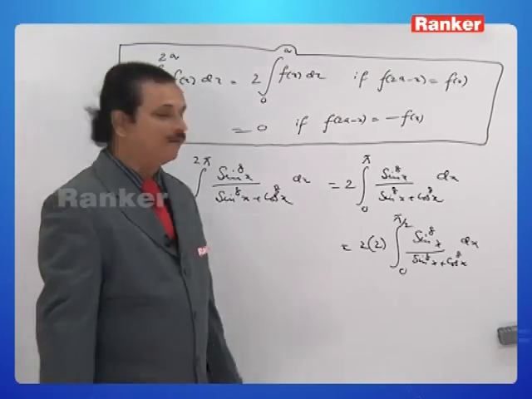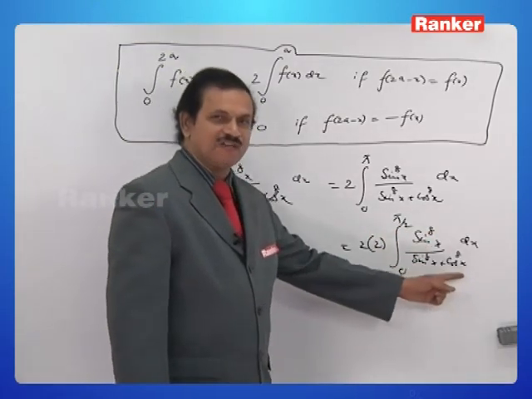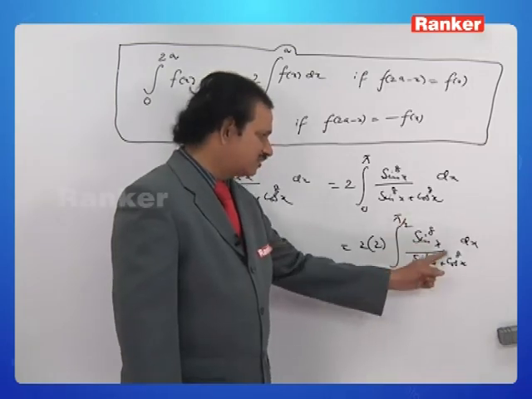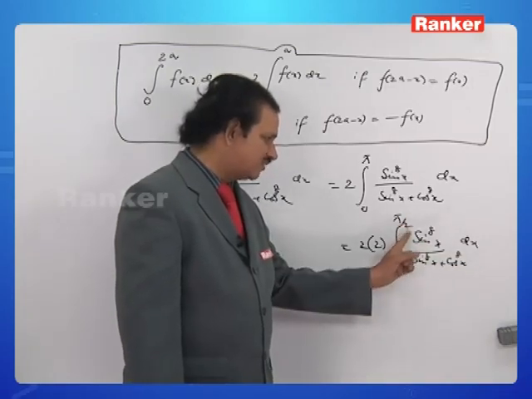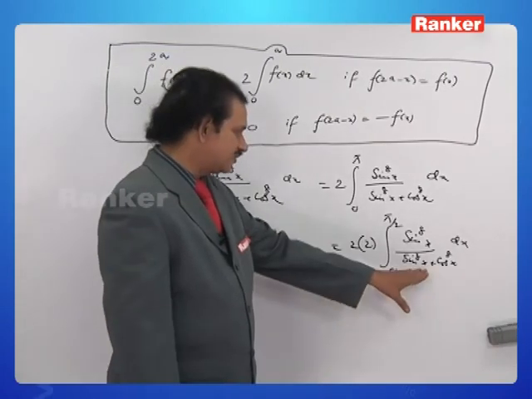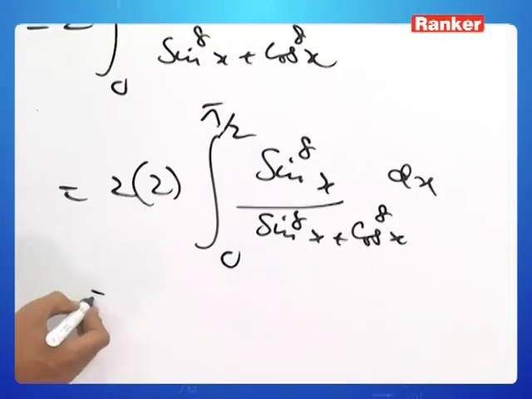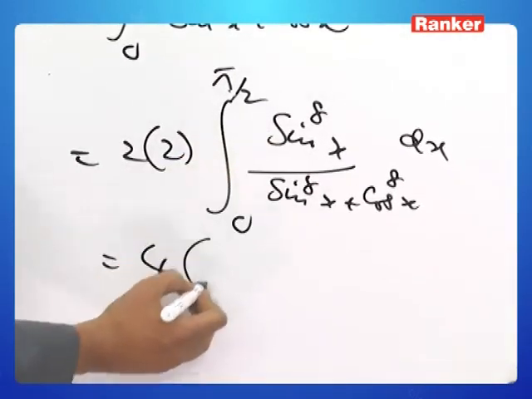What is the standard form? Integral 0 to a f of x by f of x plus f of a minus x, isn't it? In the place of x, you take pi by 2 minus x. What happens? Same thing happens. This is f of x, this is f of a minus x. Hence, the answer is pi by 4. 2 2s are 4, pi by 2, pi.